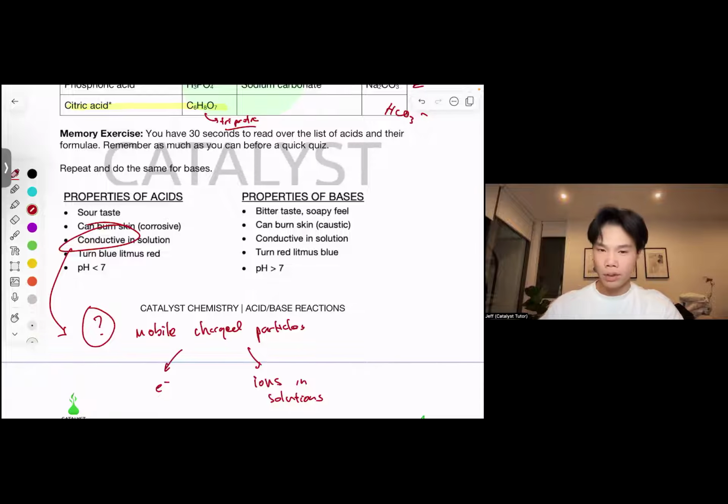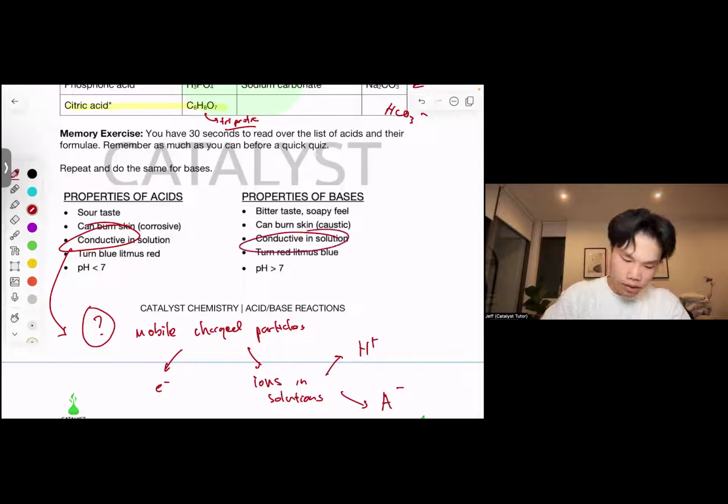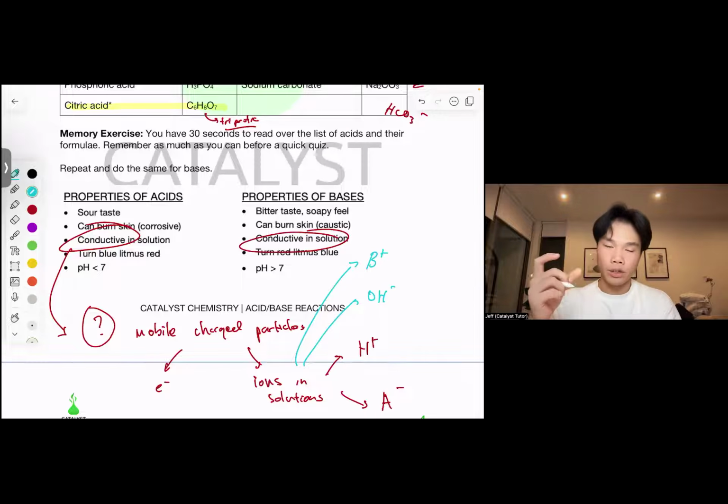So is it electrons or ions in solution that makes an acid conductive? Electrons or ions in solution? What do acids have that make it conductive? Ions. Good. And the ions specifically typically are H+, and then the A- being the conjugate base, or for a base, they're also conductive because they have OH- and the conjugate acid.